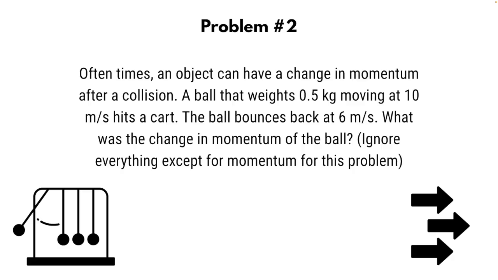Okay, another problem. Oftentimes an object can have a change in momentum after a collision. A ball that weighs half a kilogram moving at 10 meters per second hits a car, and the ball bounces back at 6 meters per second. What was the change in momentum of the ball? For this problem, you need to assume that when the ball is moving towards the car, that's the positive direction, by the way.